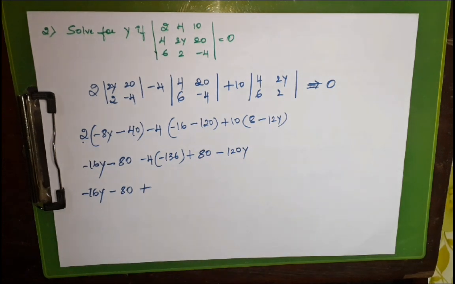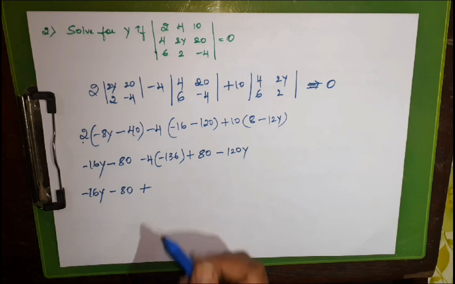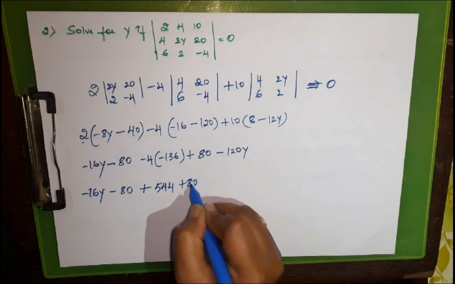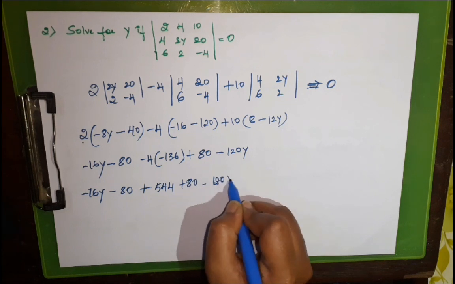Wait a minute, I'll just cross check this. You will get minus 4, right? So minus 4, 360, 136 into 4, you will get 544. So this is 544 plus 80 minus 120y.